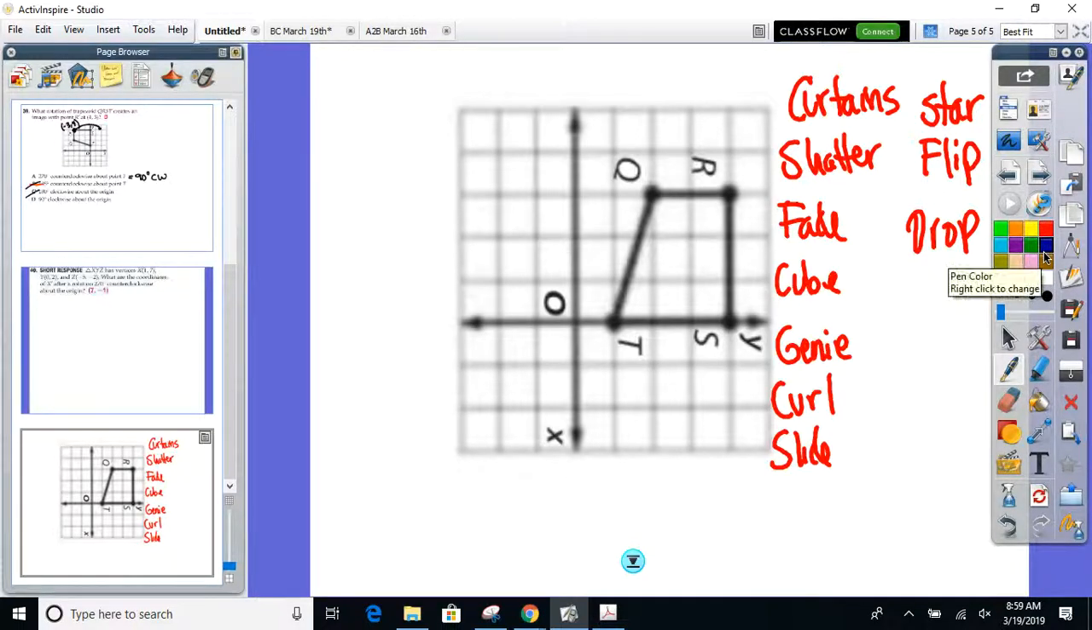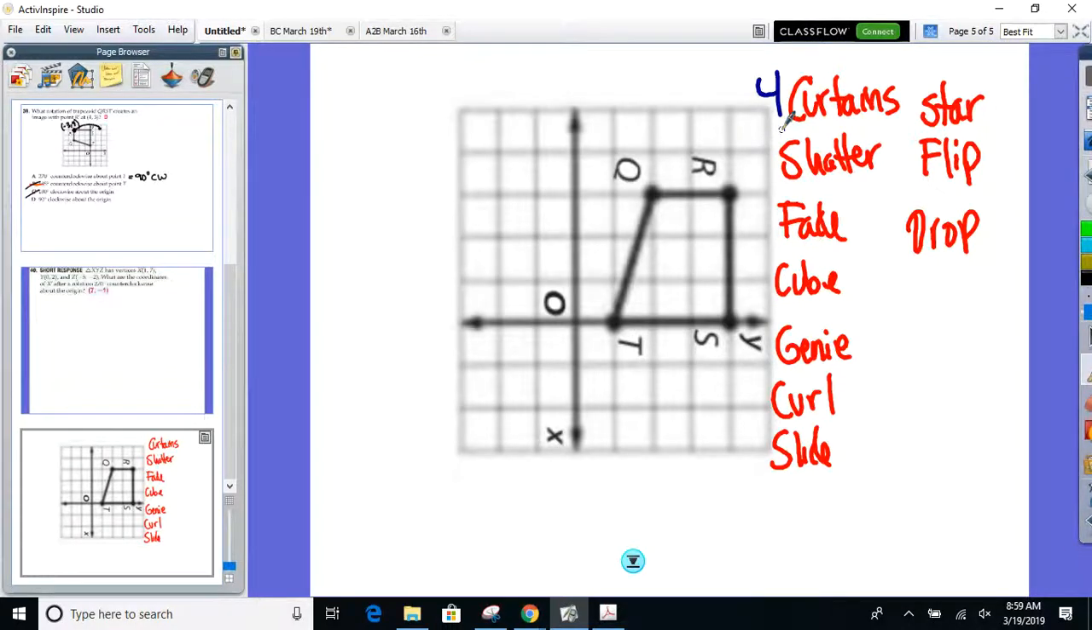Any others before we get going and voting? Curtains. Shatter. Fade. Cubes. Genie. Curl. Slide either way.